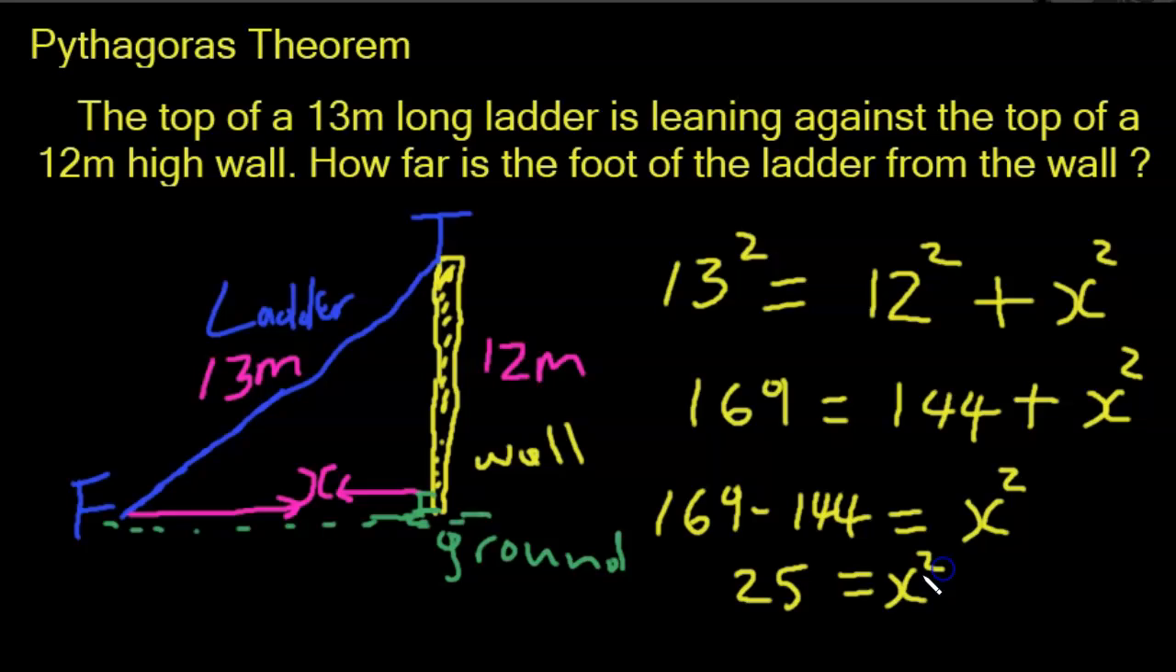And then we take the square root of both sides. So x squared is equal to 25. What number do you multiply by itself to get 25? And that is 5. So x is 5, which means that the distance from the foot of the ladder to the wall is actually 5 meters.